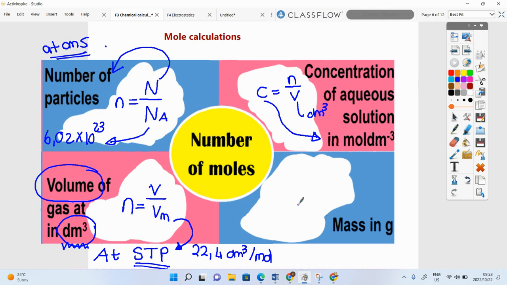For the last one, if they give you mass, what equation am I going to use? n equals small m over big M. You'll see that sometimes we put a little r, for relative molecular mass, but small m over big M is fine. And the mass must be in grams. This is the easy one that you guys are used to. All right, so that's your first step: change whatever they give you into moles. And then we can go to our questions and calculate stuff.